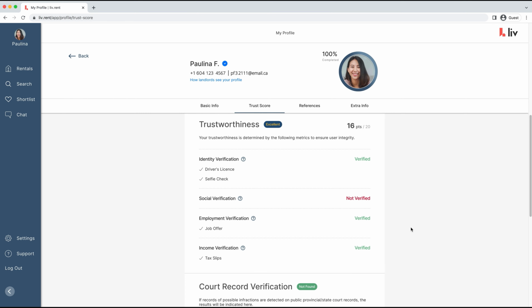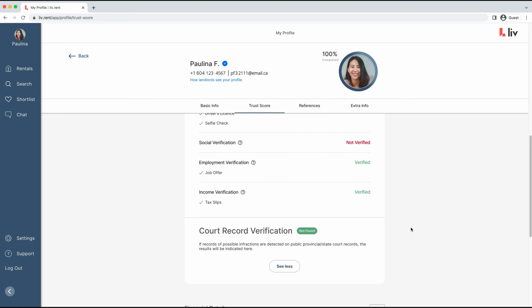The final 2 pieces of data that make up your Trust Score are your income to rent ratio and court record verification. The income to rent ratio is calculated on a pass-fail basis, based on whether the unit's rent price is less than 1/3 of your reported monthly income. Finally, the court record verification scans public documents to show landlords whether you have any infractions or publicly available court records.